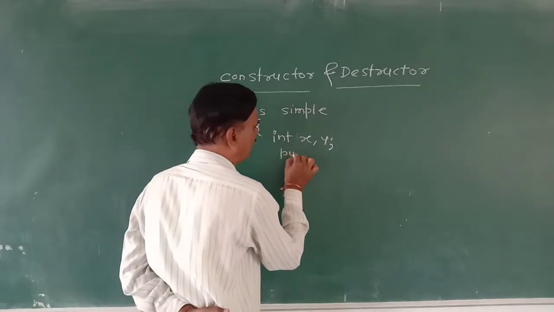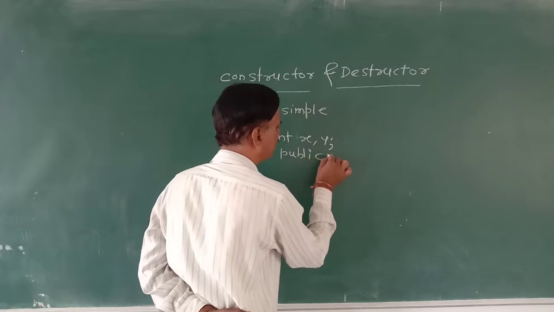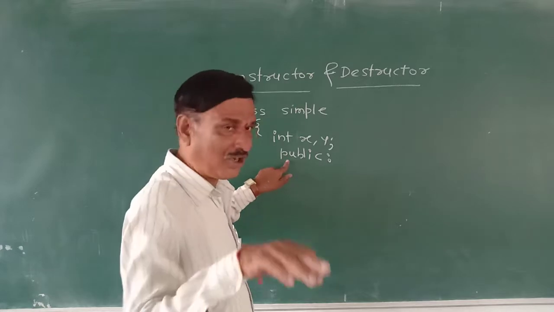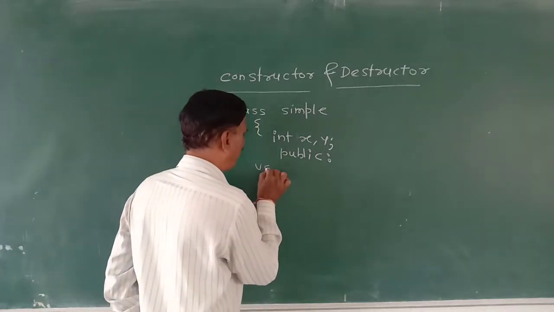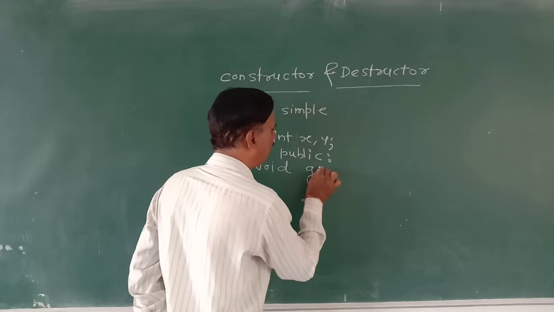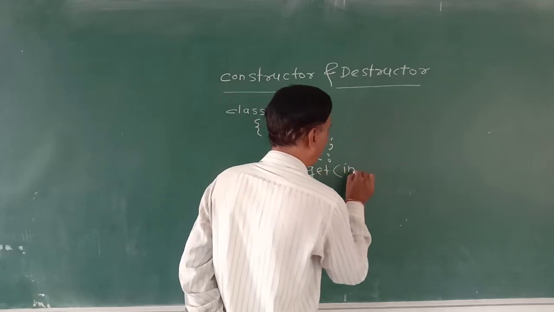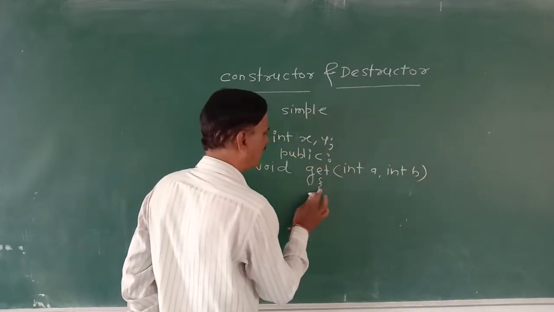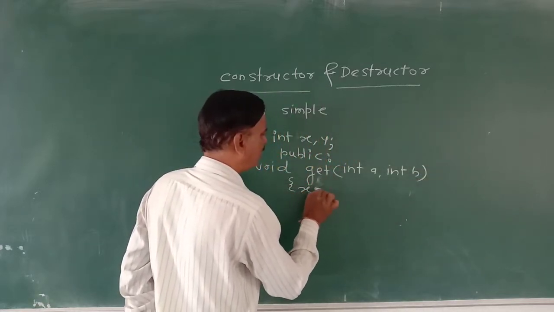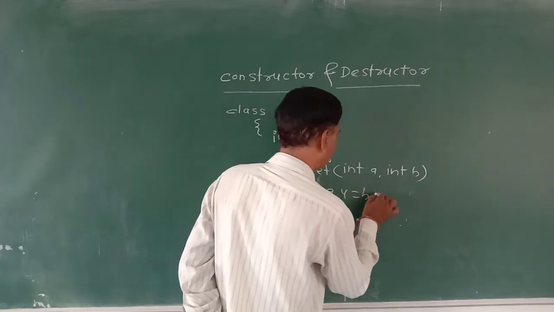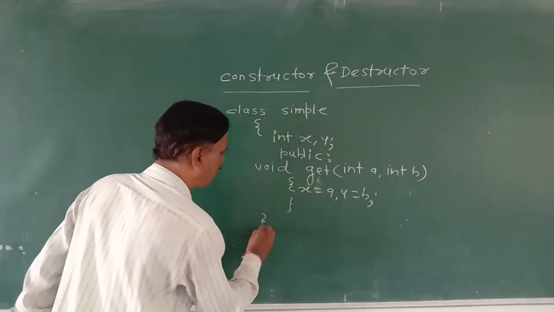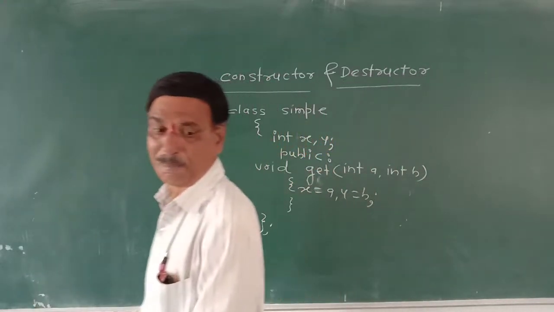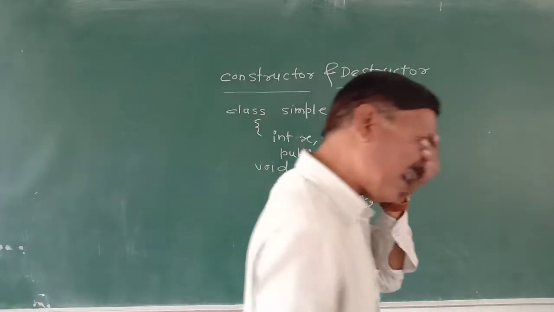And here is another section, that is public. So by default members are private. Public is mentioned; this is the section. Here we are going to write a function, void get, with formal parameters integer a, integer b, and here x is equal to a, y is equal to b. Class finished, terminated by semicolon. Now this is nothing new for us. We have seen several examples of class.